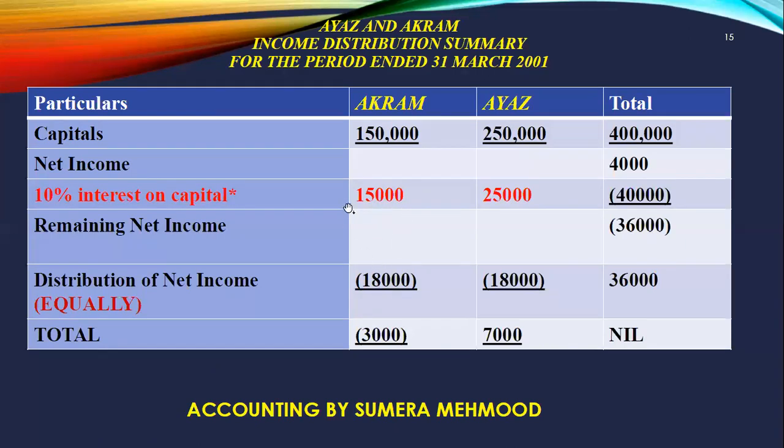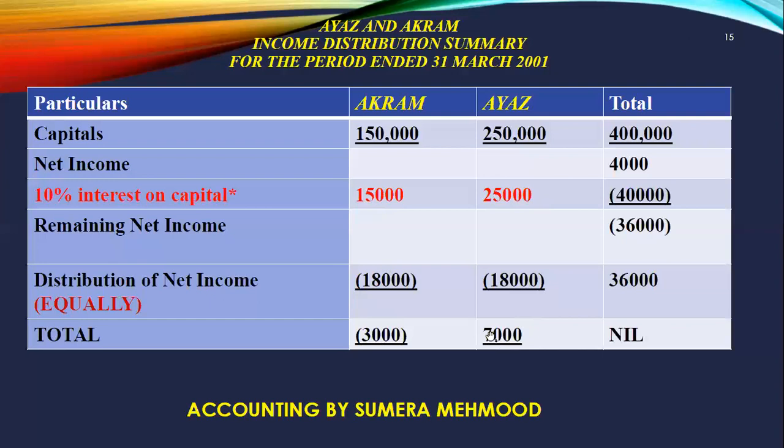15,000 and 18,000, plus minus minus. Your answer will be 3,000. You put the sign of the biggest number, and 18,000 is the biggest number of these two, so it will be a negative value. Come towards Ayaz's calculation. Plus minus minus, answer is 7,000. Biggest value is 25,000, so I put positive 7,000 over here.